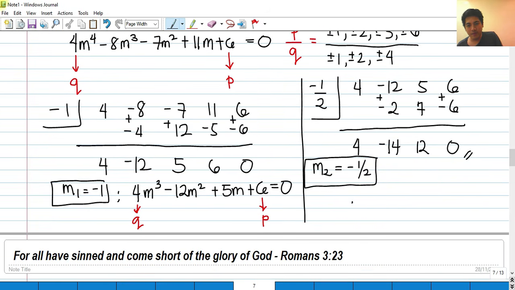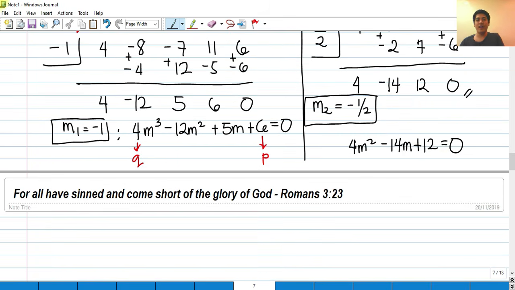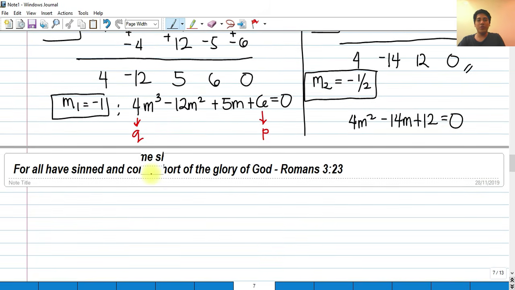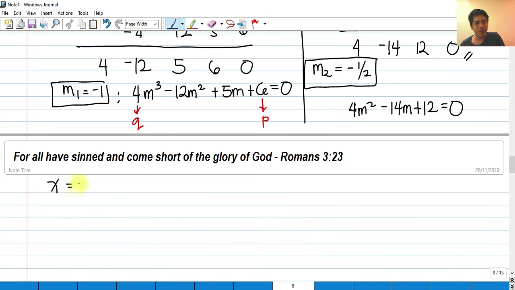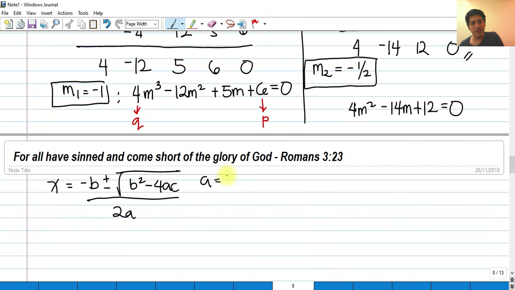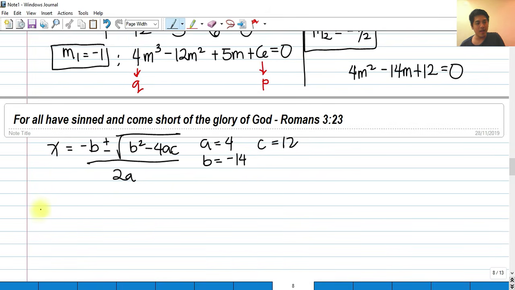We have 4m squared minus 14m plus 12 is equal to 0. Notice that it's very hard to factor. And what I'm going to do here is use the quadratic formula in order to find the roots of that. So my A is 4, my B is -14, and my C is 12. So notice that we can get the m.